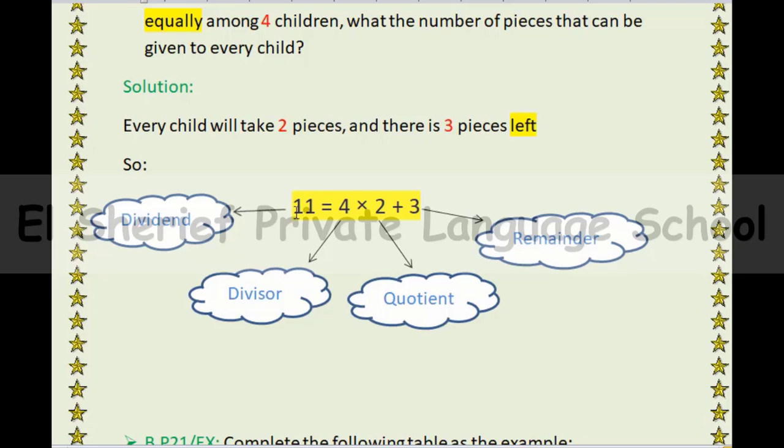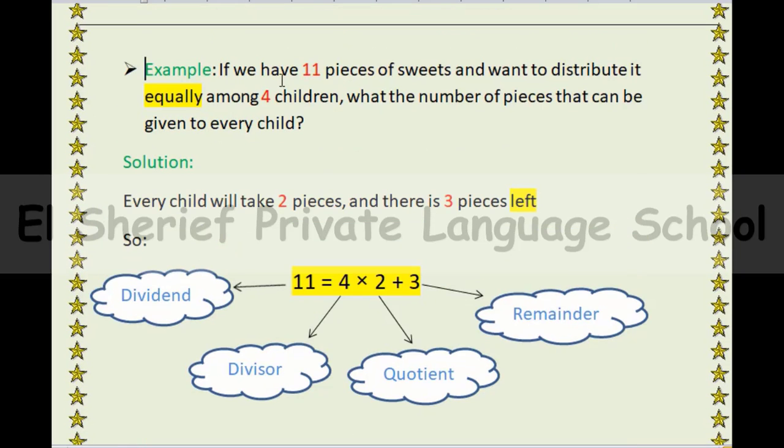Here we must know that 11 is the dividend, and 4 is divisor, and 2 is the quotient, and 3 is the remainder. So when we divide 11 by 4, like here we say that we wanted to distribute 11 pieces of sweet among 4 children. So 11 divide 4, so 11 is dividend, okay, and 4 is divisor.